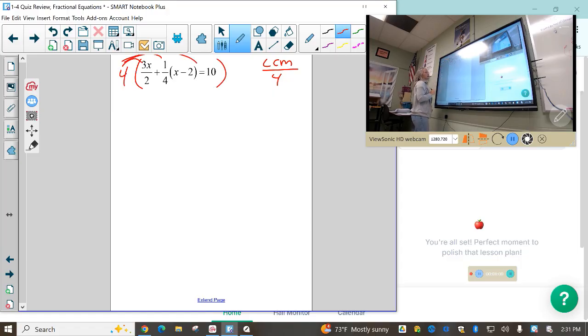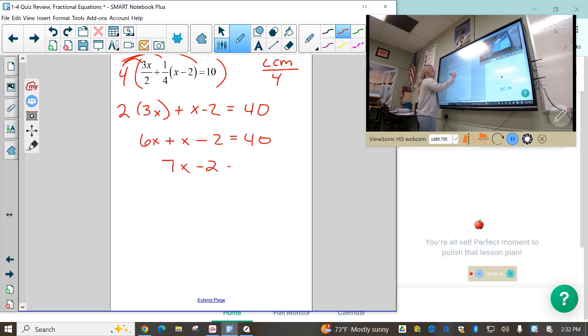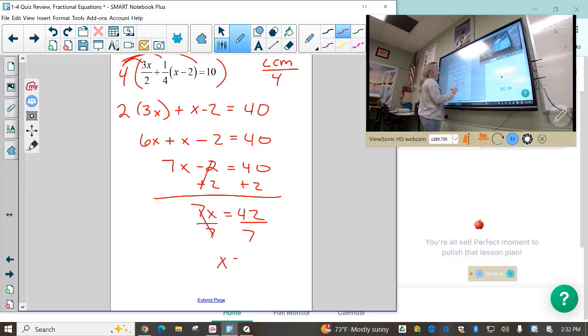I have to distribute it 3 times. 4 divided by 2 is 2 times 3x. 4 divided by 4 is 1, so it actually cancels out, so I no longer need a 1 there. 1 times x minus 2 is just x minus 2 equals 40. 10 times 4 is 40. So 2 times 3 is 6x plus x minus 2 is 40. 7x minus 2 is 40. And then add 2. 7x equals 42. Divide by 7. X equals 6.